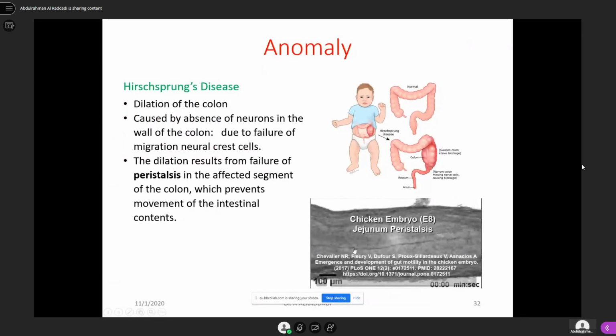Here for the peristalsis function, also we'll discuss this inshallah in the histology of the small and large intestine. This is the peristalsis function that helps to move the colon contents forward.